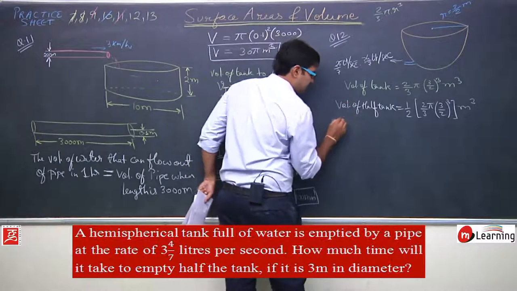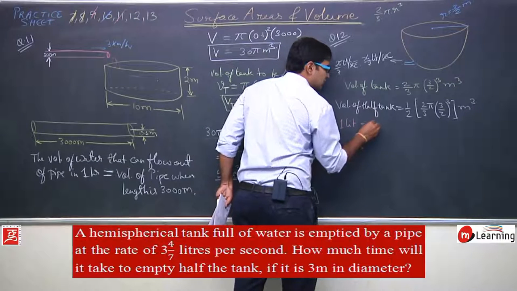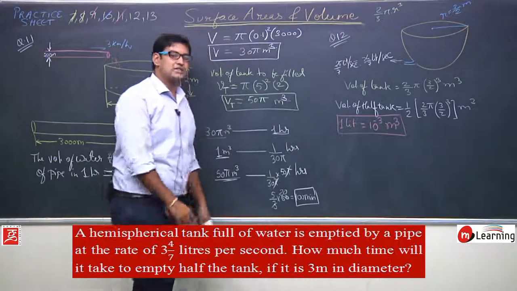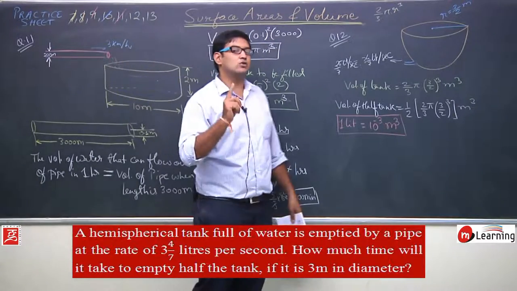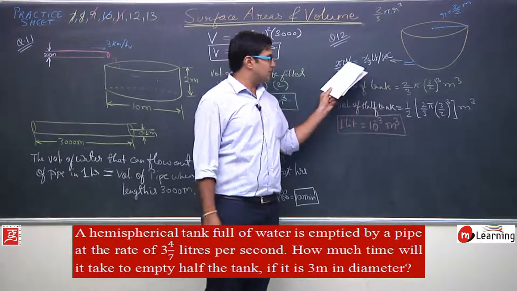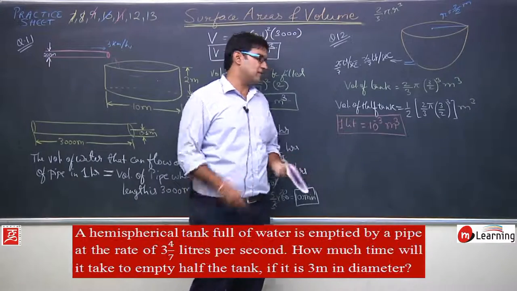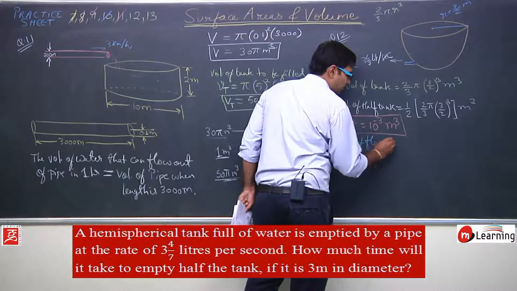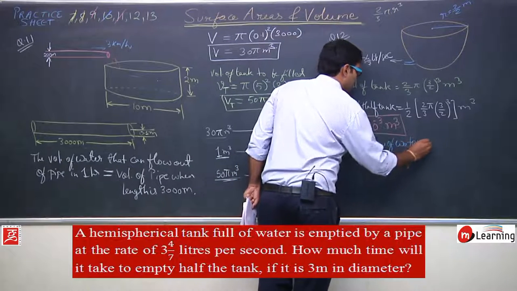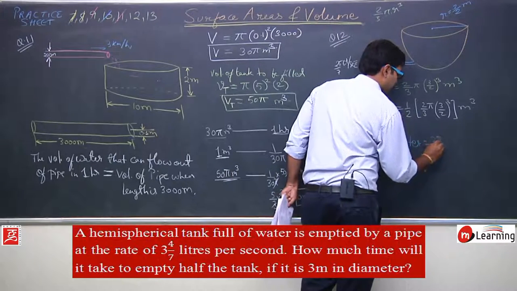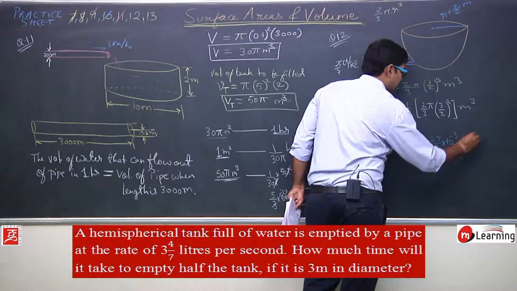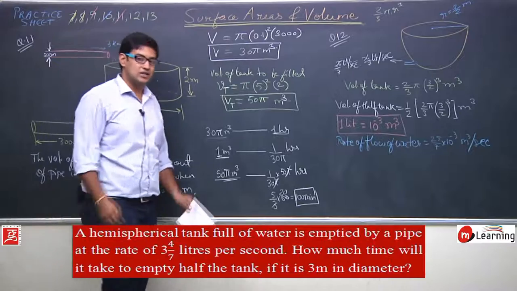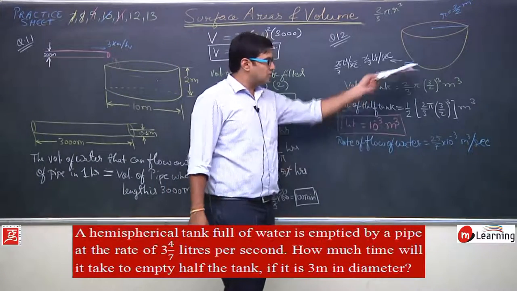So, what we can see is the conversion that we can use. The conversion is that 1 liter is equals to 10 to the power minus 3 meter cube. Okay, this is the conversion. 1 liter is how much? It is 10 to the power minus 3 meter cube. Why? Because 1 liter is 1000 centimeter cube. So the rate of flow of water from the tank is 25 by 7 into 10 to the power minus 3 meter cube per second. This is the rate at which water is flowing out from this tank.